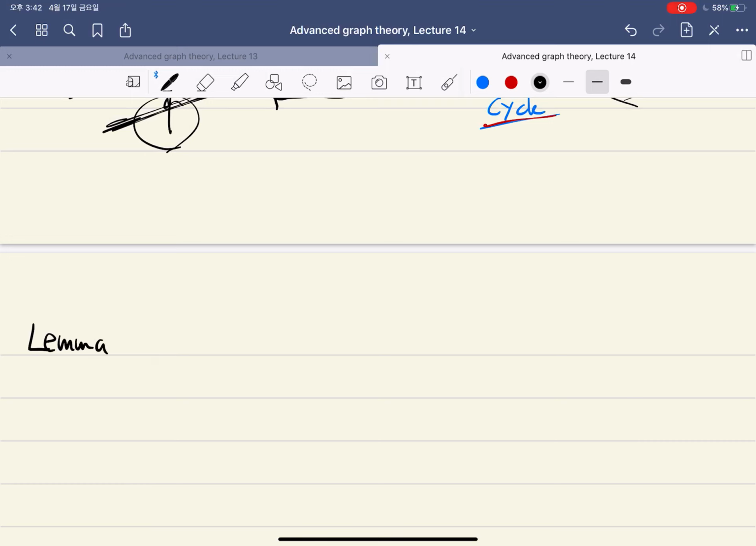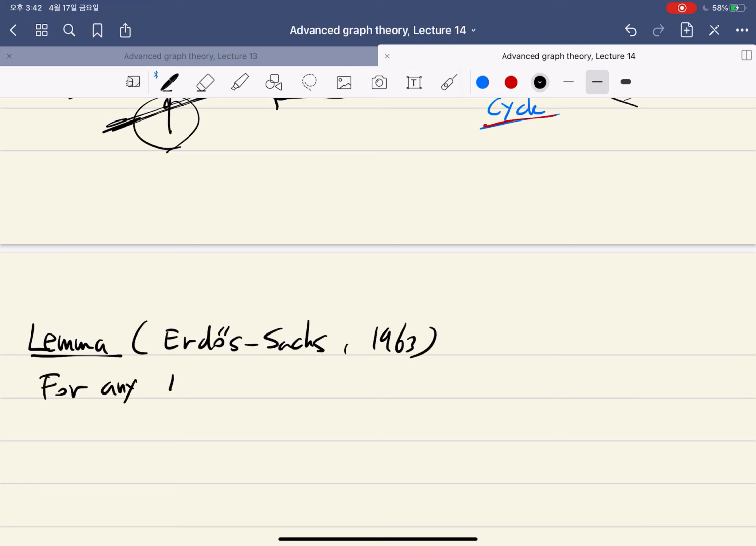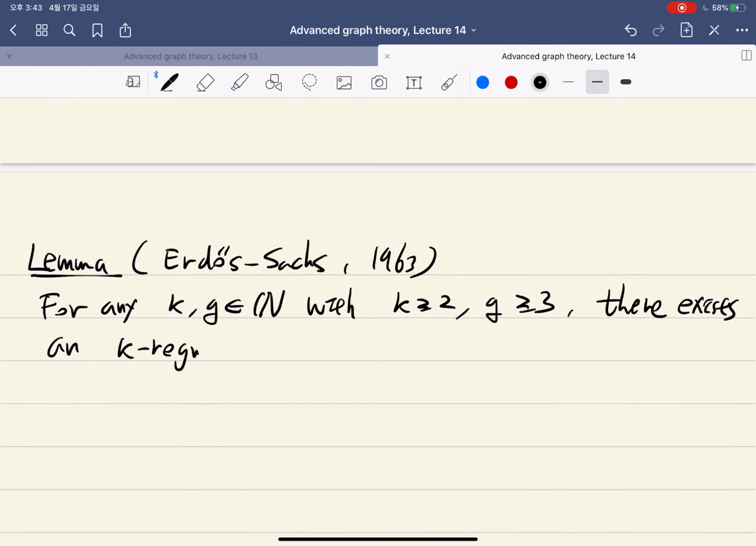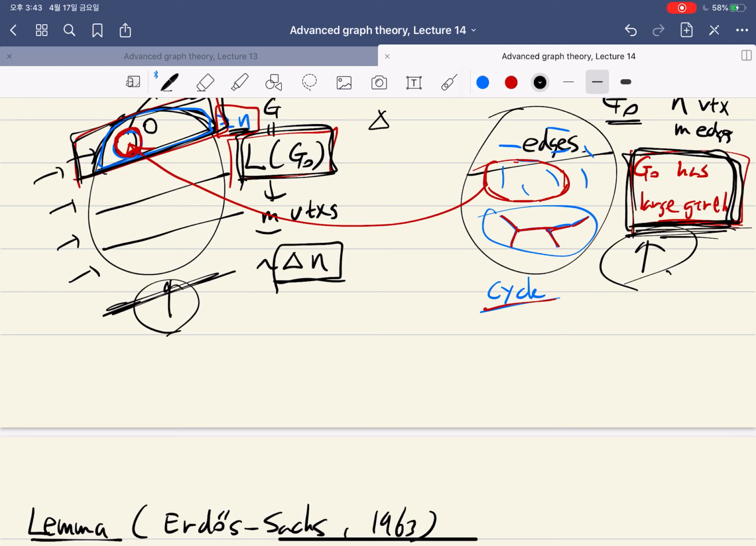So let's first prove the following lemma. This was proved by Erdős and Sachs in 1963. For any natural numbers k and g, with k at least 2 and g at least 3, there exists a k-regular graph with girth at least g. So this is exactly the graph that we want to use here. It has large girth and it is regular.